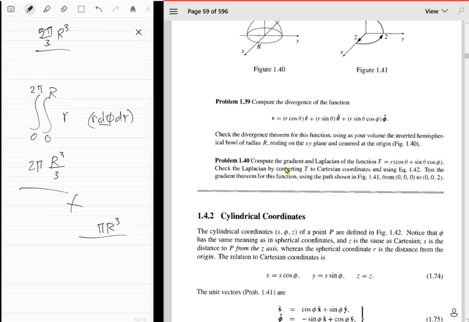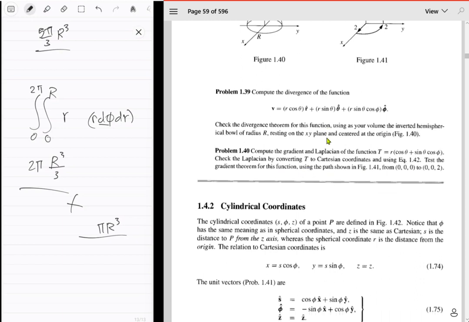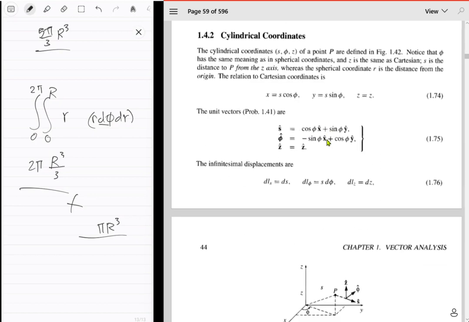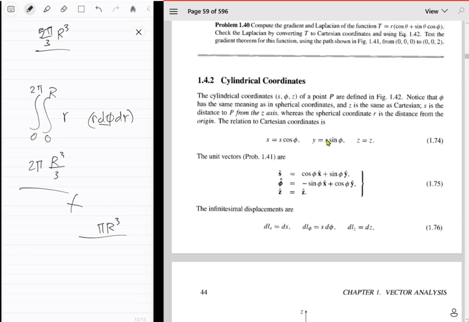Next, you want to compute the gradient and Laplacian of the function. Check the Laplacian by converting T to Cartesian coordinates and using equation 1.4, and test the gradient theorem for the function using the paths shown. Okay, once again, just a lot of check this, check that. I don't want to do any of it.